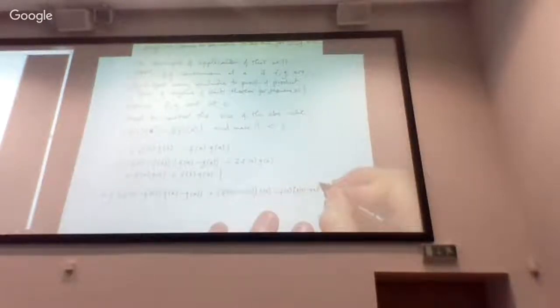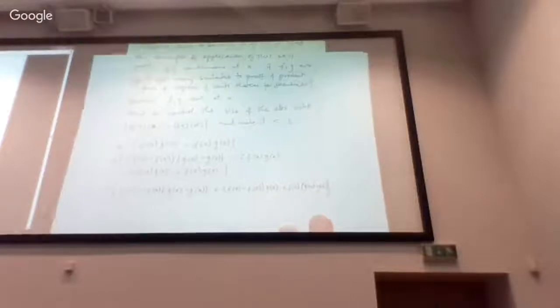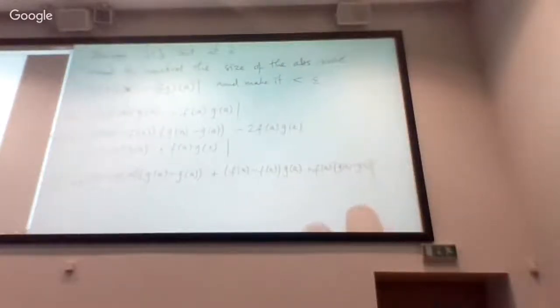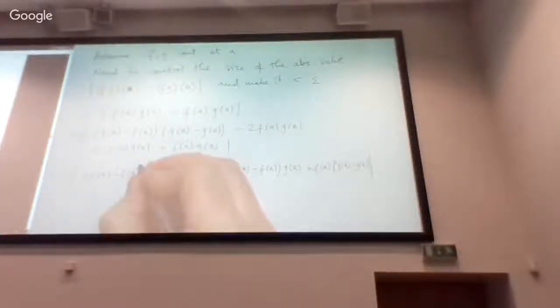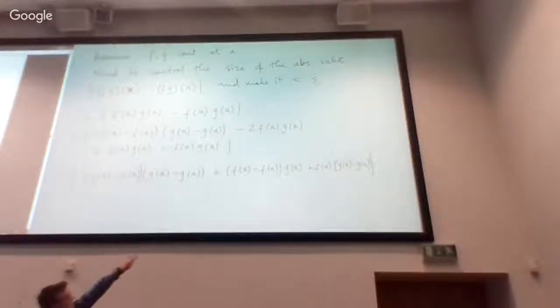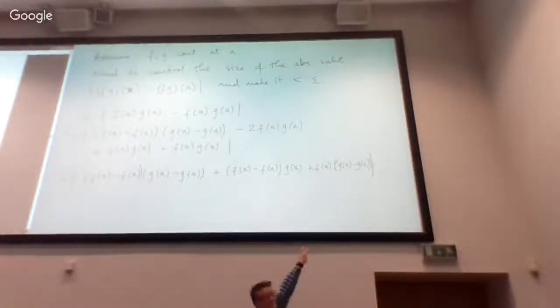Those are my absolute values. Get close to the edge there. Small. You see what I'm doing all the time? Wherever I can, I'm drawing out one of the factors I can control. Bracket f of x minus f of a, the bracket g of x minus g of a, the bracket f of x minus f of a, the bracket g of x minus g of a. I'm able to control all of those.